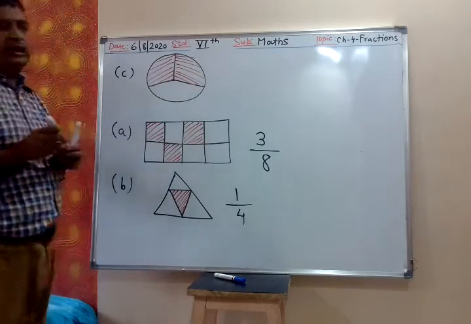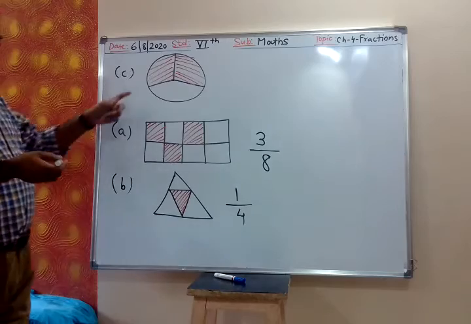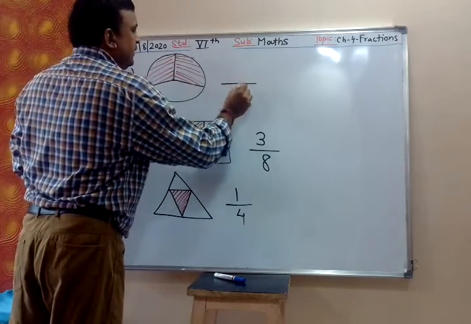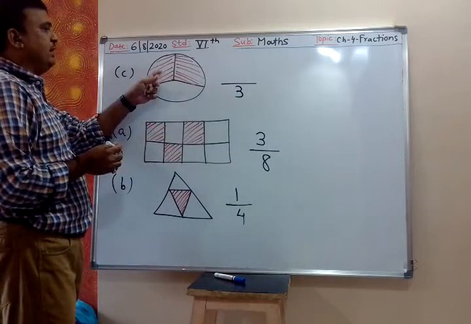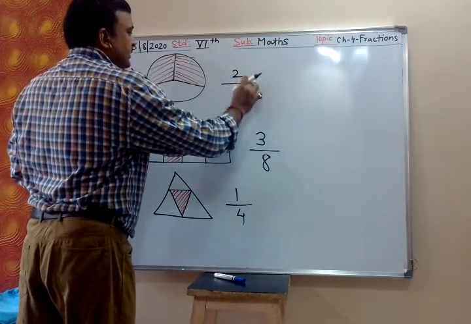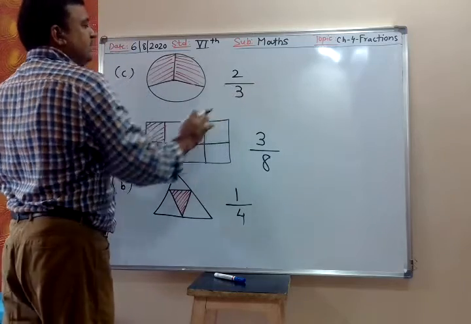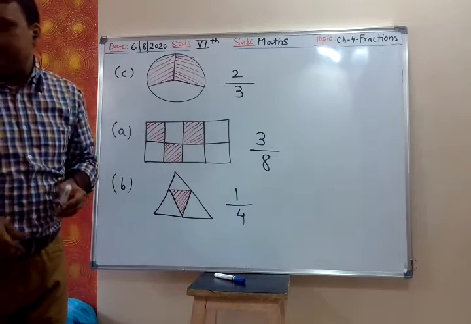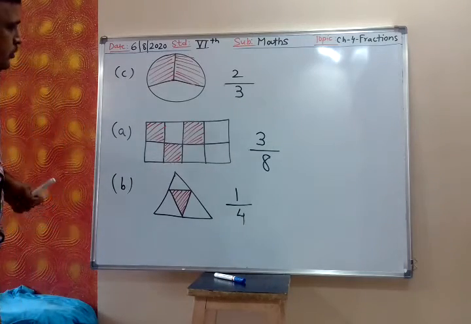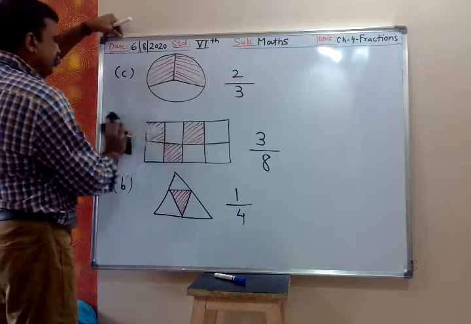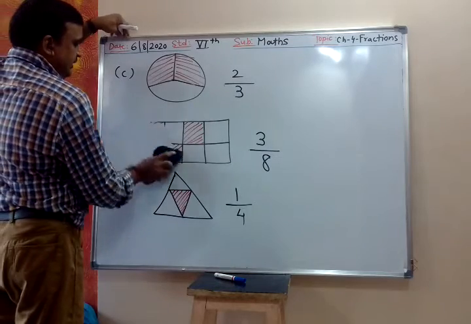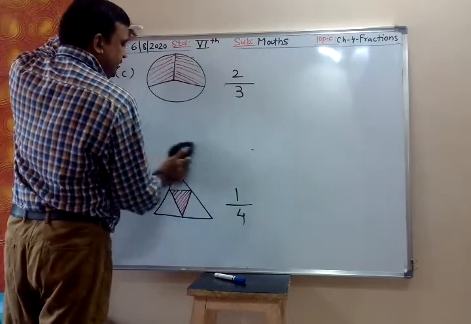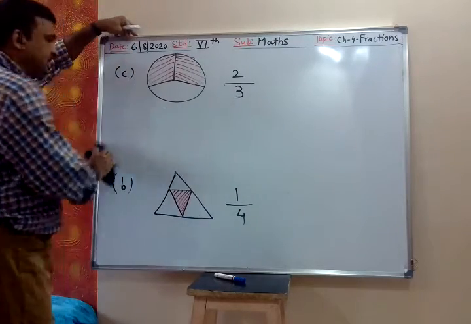Total how many equal parts are there? Total equal parts are 1, 2, 3. So we write 3 in the denominator. Then how many parts are shaded? 1, 2. So the answer is 2 upon 3. The whole part we write in the denominator and the shaded part we write in the numerator. So we get the fraction 2 upon 3.